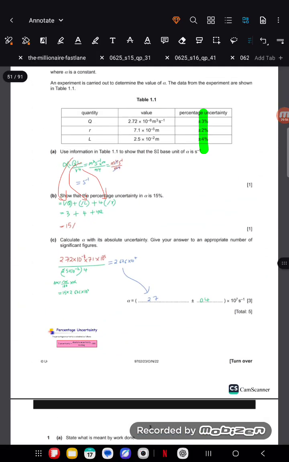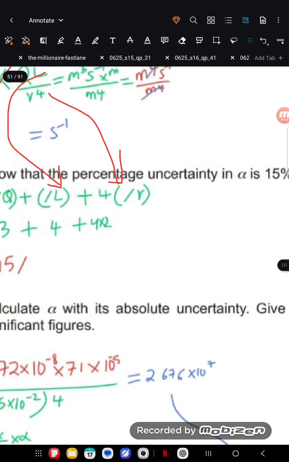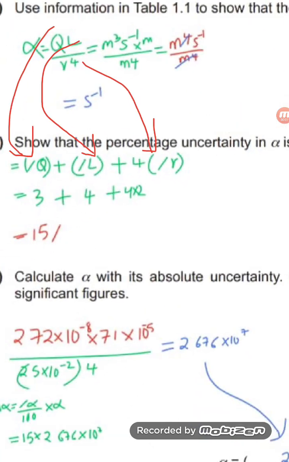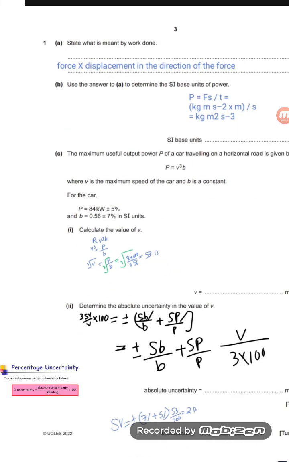So these all questions are the same. See here, this percentage is given, so it's very easy. When percentages are given, simply you have to add everything. So if there is a power, you multiply with that. And if you get the percentage uncertainty, it's very easy to find the absolute uncertainty. Same for this also.